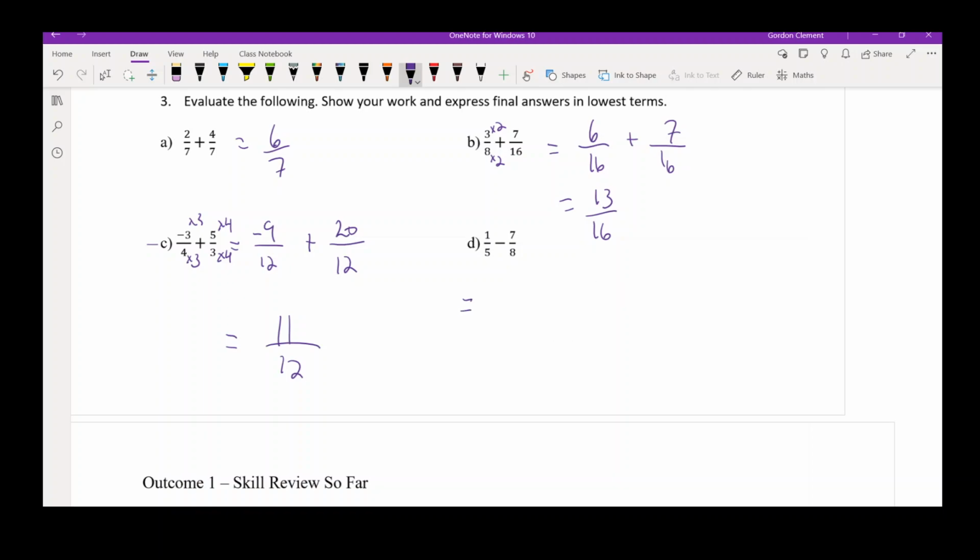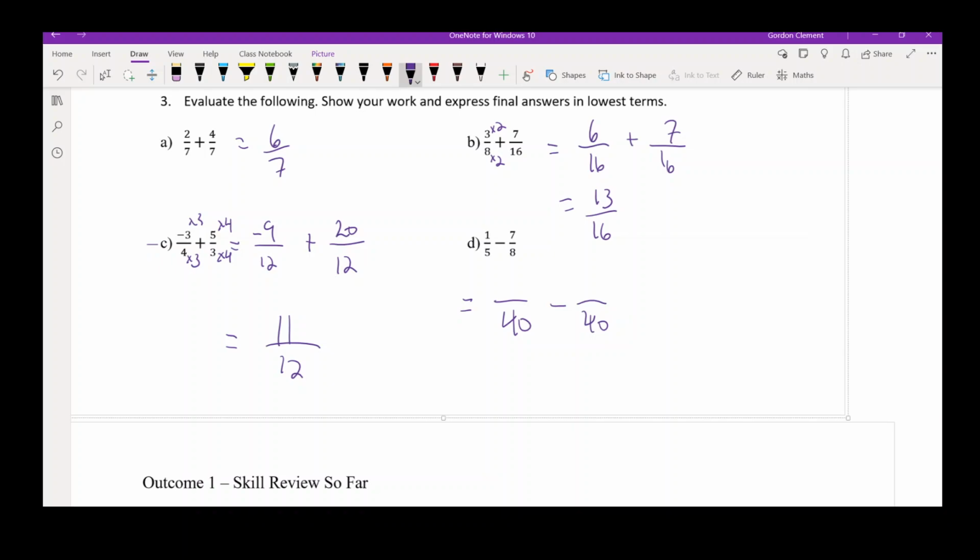This last one here, 1/5 minus 7/8. What's a number that 5 and 8 both go into? They both are going to go into 40. So you can always multiply the numbers together to get a common denominator. That is the lowest common denominator here. It won't always be. Sometimes there's a lower number, like in B where I only had to change one fraction.